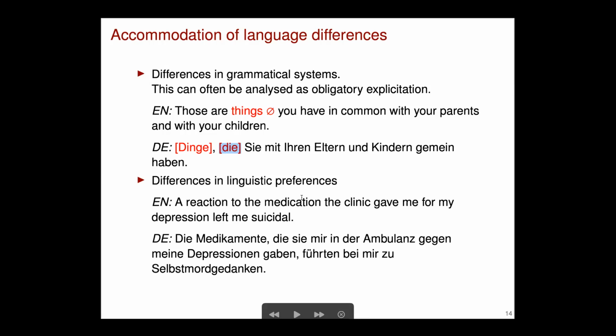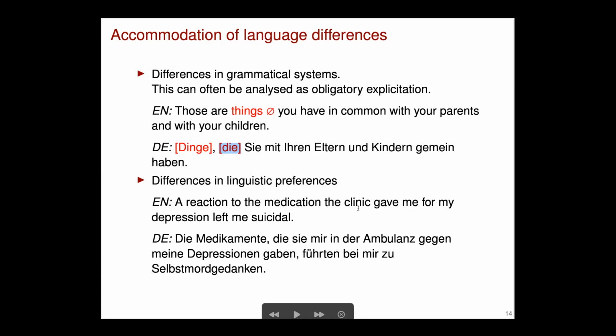But there are also differences in the linguistic preferences of the languages, as in this translation down here, where a reaction to the medication the clinic gave me for my depression left me suicidal. This is perfectly idiomatic in French, and you could translate this literally into German and still be grammatical, but it would not be idiomatic at all. As you can see, when you feed this into a machine translation system, some MT systems actually give you a literal translation that sounds really weird. And there are various reasons for that.